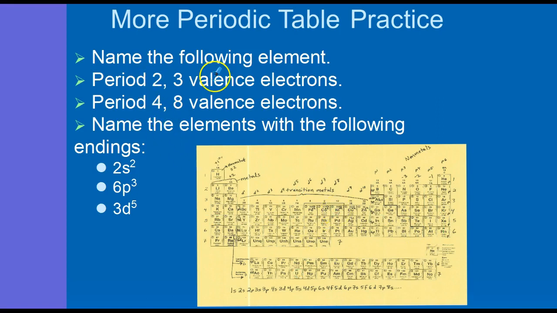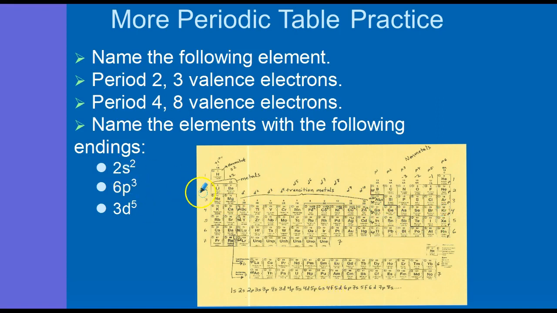Also, name the following element or elements. Period 2, 3 valence electrons. That one has 1, that one has 2, that one has 3. So it must be boron. Next one is period 4, 8 valence electrons. Period 4: 1, 2, skip those, 3, 4, 5, 6, 7, 8. It must be krypton.